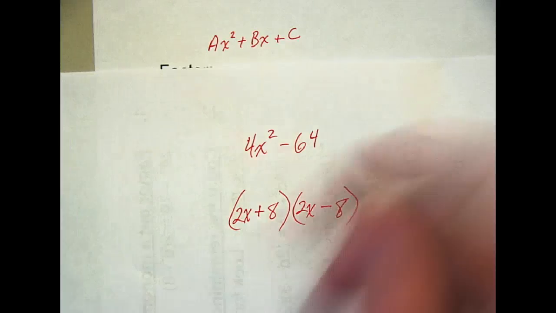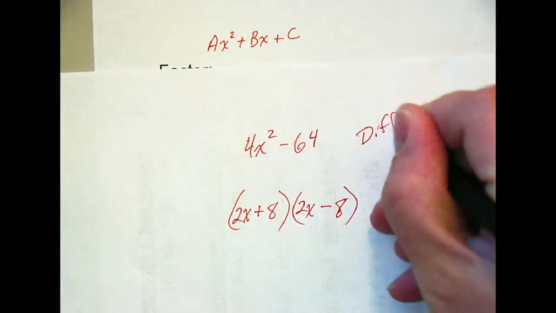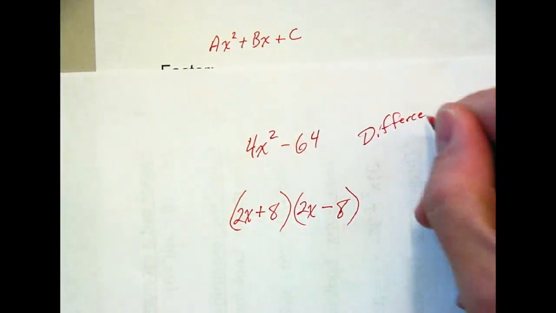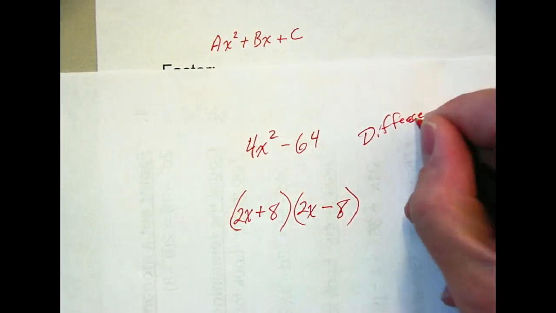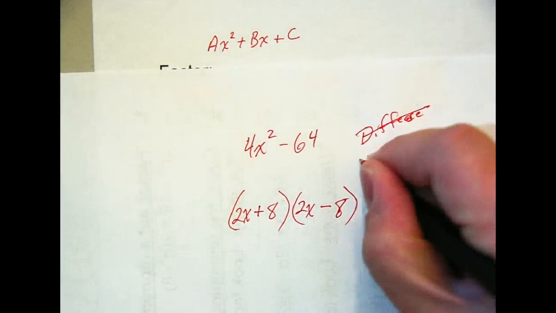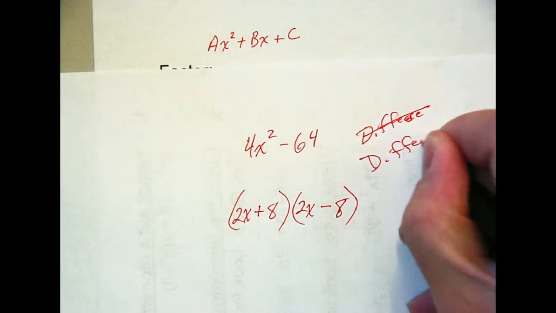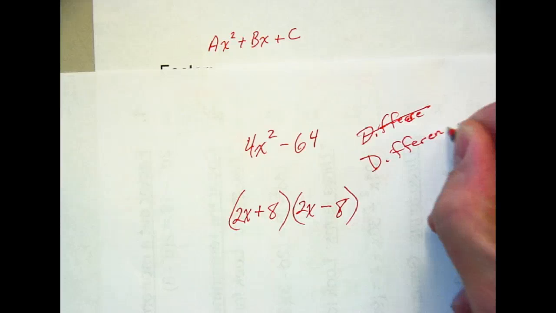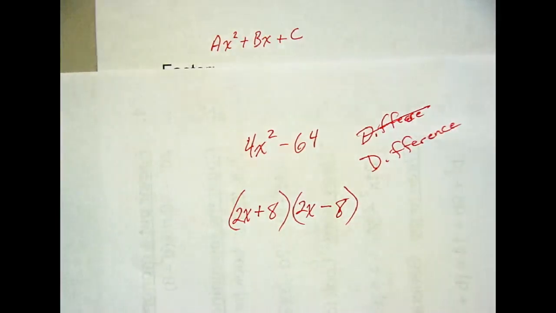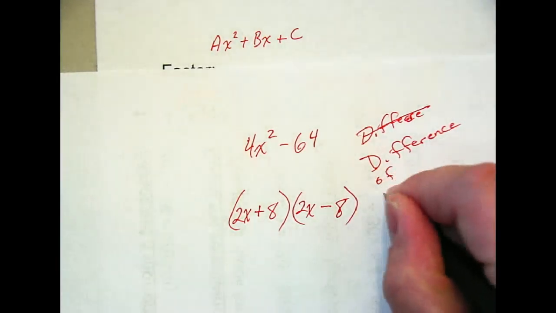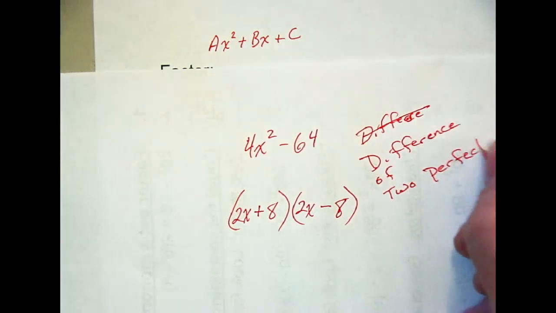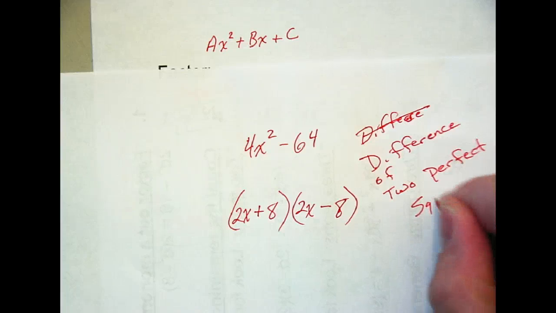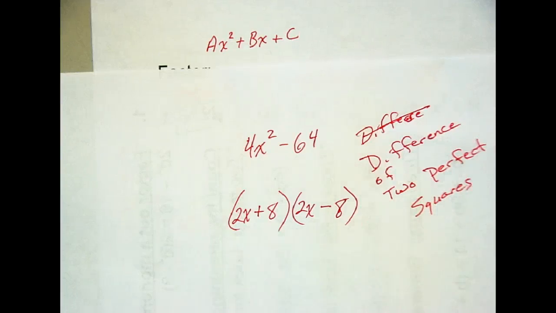Yeah. Okay, this is called the difference. Unbelievable. All right, if you could spell difference. Difference. I almost spelled it wrong again. Difference of 2 perfect what? Squares. Okay? Difference of 2 perfect squares.